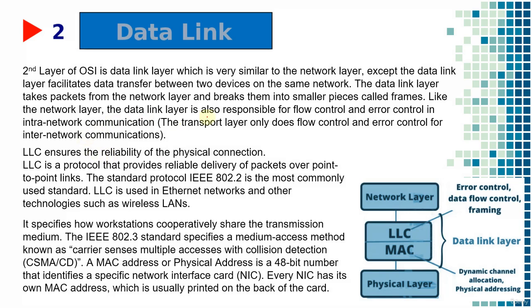The second layer of the OSI model is data link. And I told you in the last slide, it is all about physical addressing, whereas the network layer is talking about logical addressing. So let's read about this paragraph first. The second layer of the OSI is the data link layer, which is very similar to the network layer, except the data link layer facilitates data transfer between two devices on the same network.